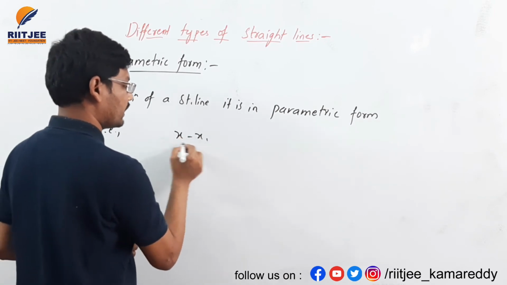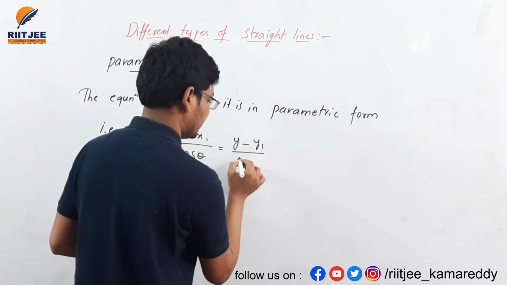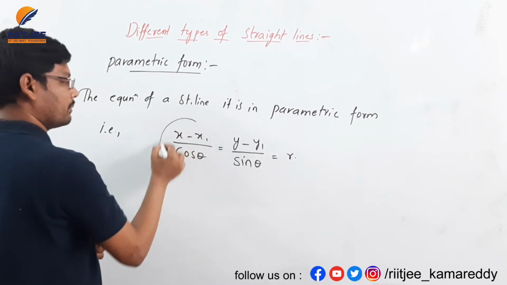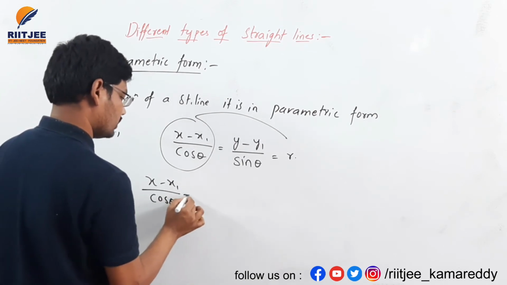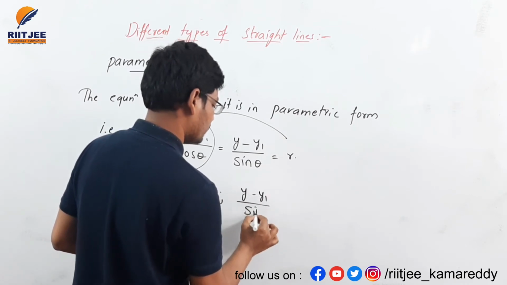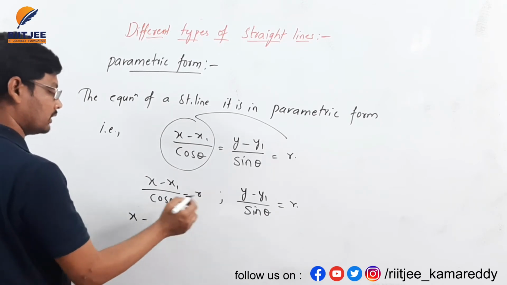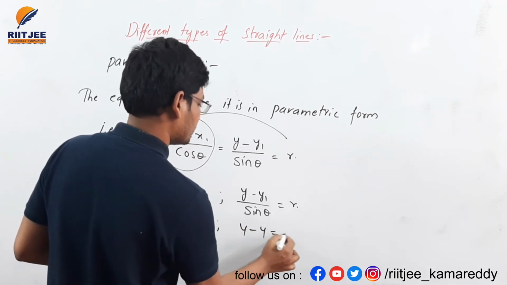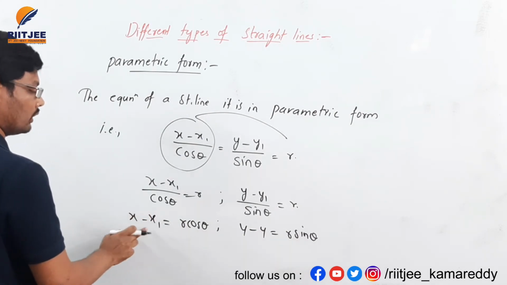x minus x1 by cos theta is equal to y minus y1 by sin theta, that is equal to r, I am taking. So let's compare these two first. x minus x1 by cos theta is equal to r, and y minus y1 by sin theta is equal to r. And let's send the denominators to the right hand side: x minus x1 is equal to r cos theta, and y minus y1 is equal to r sin theta.